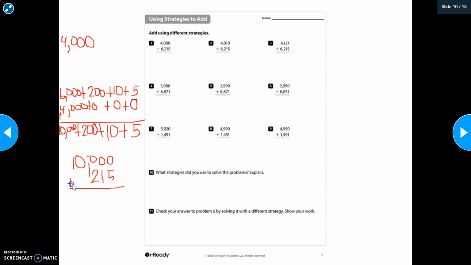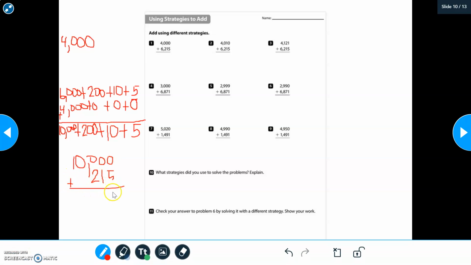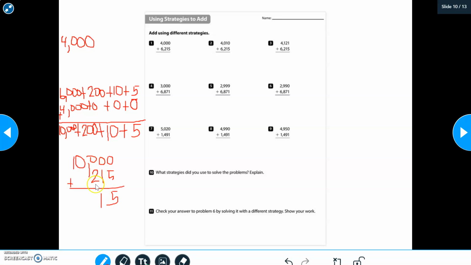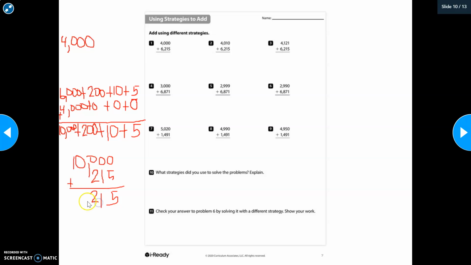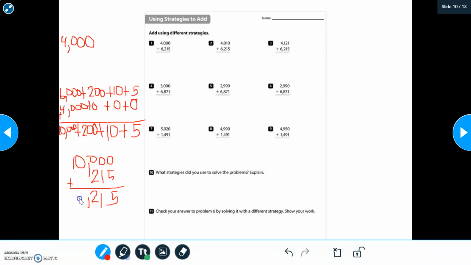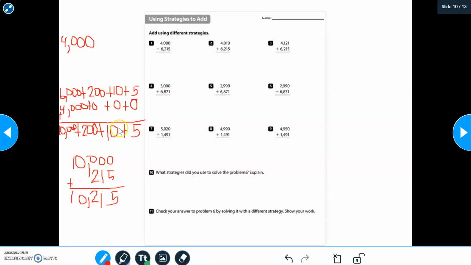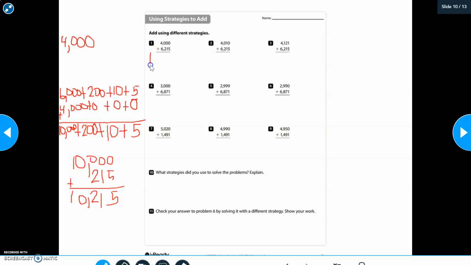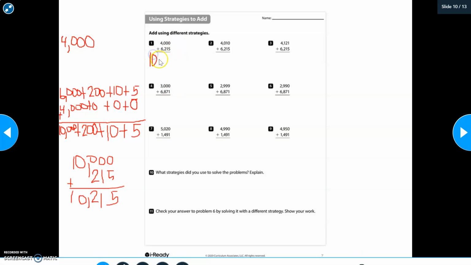Now I can add. 0 plus 5 is 5. 0 plus 1 is 1. 0 plus 2 is 2. Drop down my comma. I'm just going to drop my 0 down. And I'm going to drop my 1 down. So this lets me know that 4,000 plus 6,215 is equal to 10,215.